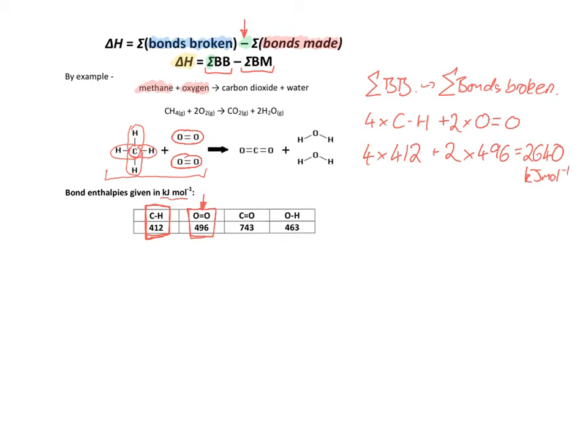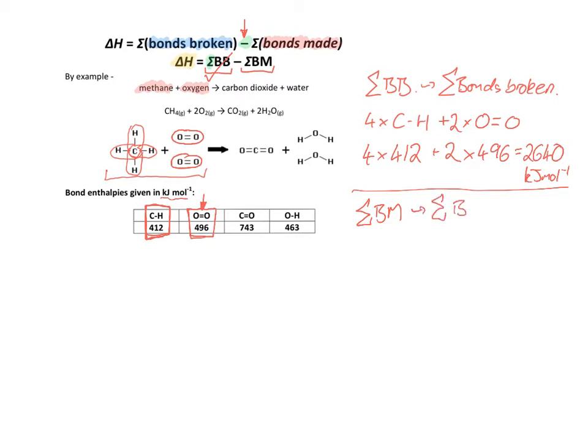Right, so that's that bit. Done half of it. Let's tick, done that bit. Now I need to do the sigma bonds made. I'm not going to bother with the sign at the moment. I'm going to put the sign in when I pull the whole thing together. Again, I'm going to write this out in full.